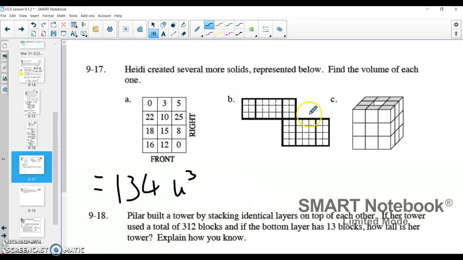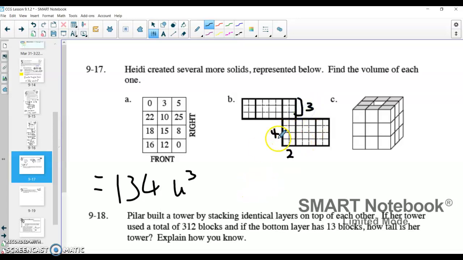All right, for this one here, I am going to assume that we're going to fold this back up. I'm going to make this part right here my base. And so that is a 2 by 4 base. And when we start folding this, it looks like we'll have a height of 3 from right here.